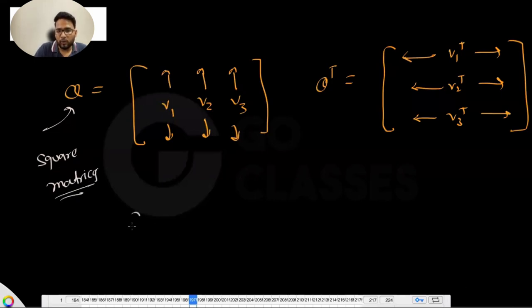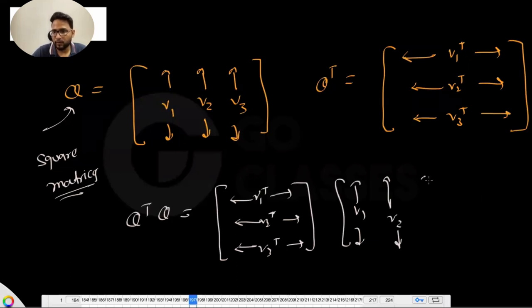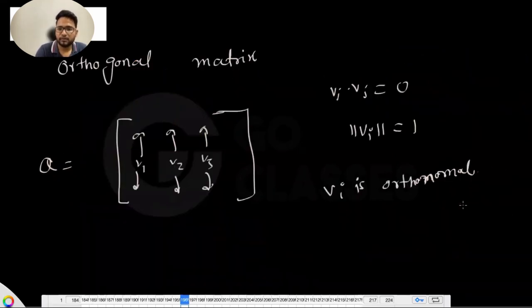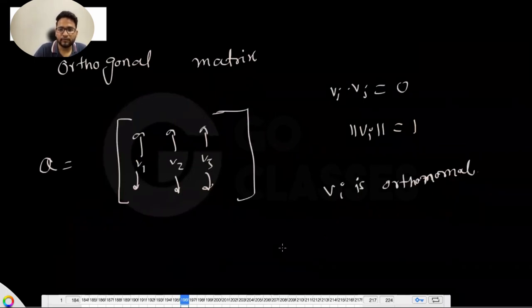Now, can you tell me what Q transpose Q is? If you multiply V1 transpose, V2 transpose, V3 transpose with V1, V2, V3, what will the answer be? You multiply this row with this column and you get 1, because that's how they are defined. If the length of the vector is 1, then the dot product of that vector with itself, b1 dot b1, will be the length of b1 square.